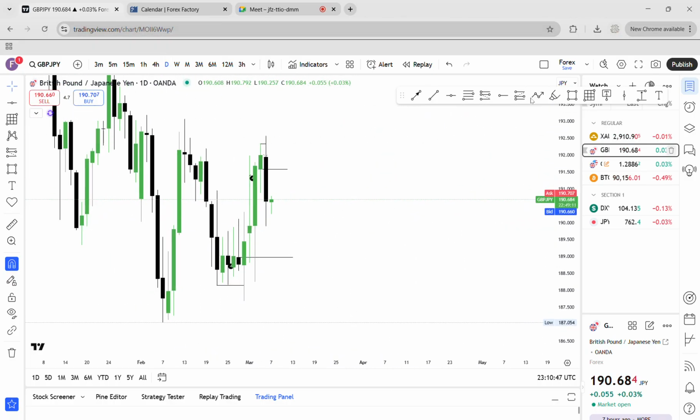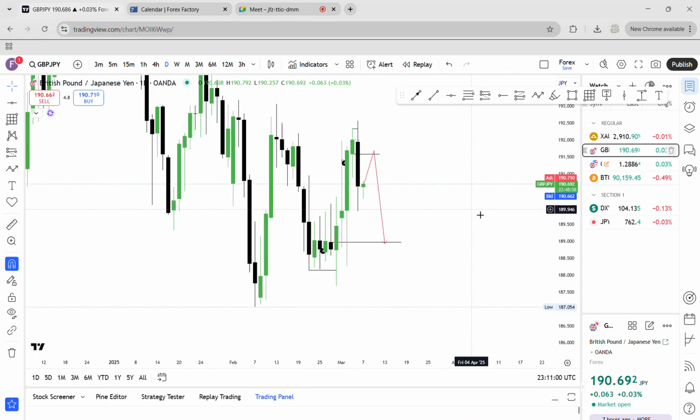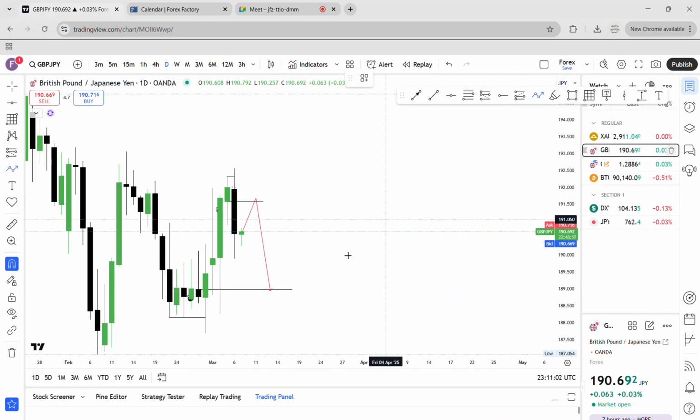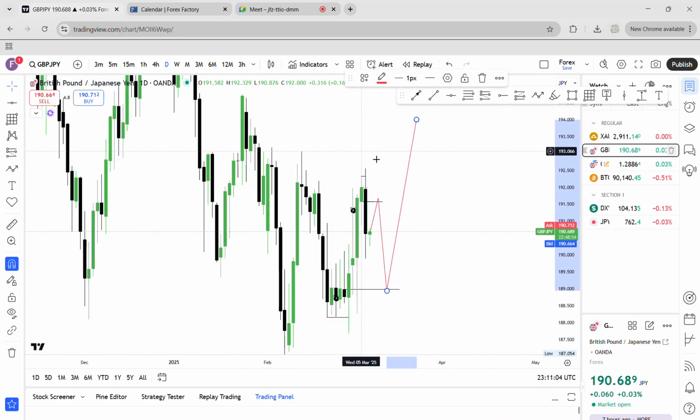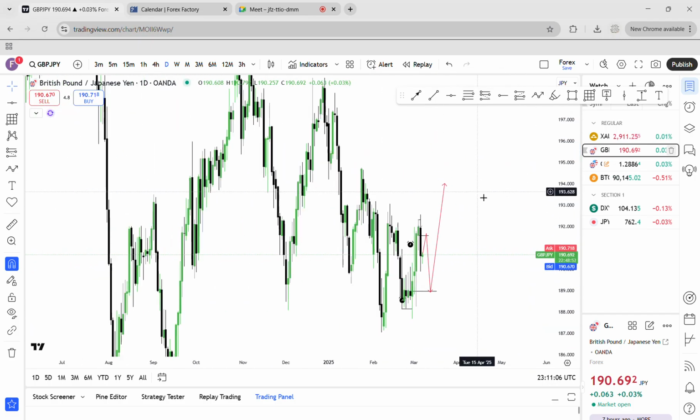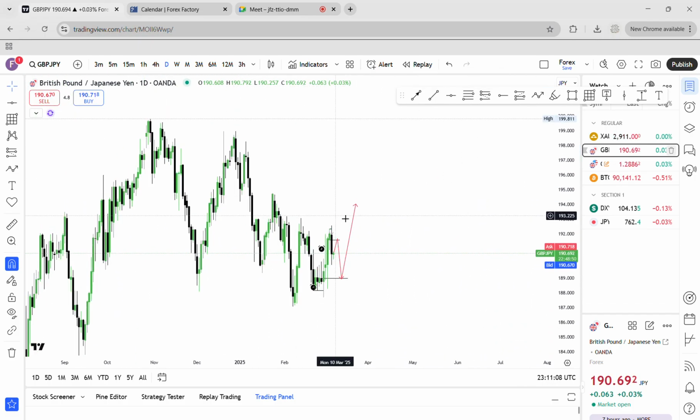So I would like to see price Asia traded into this area, then come down to run all of this low into this area. Then we can see a continuation buy for GJ the rest of the month or something. This is what I would like to see on GJ.